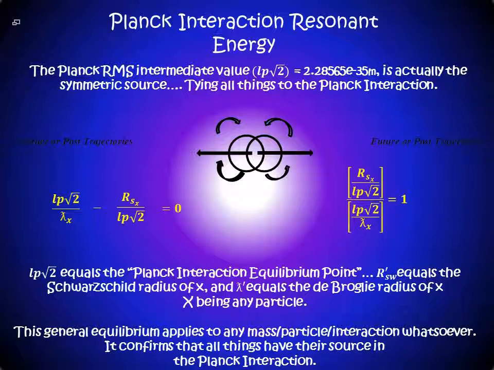Now, in order to have an equilibrium universe, we're going to need a symmetric source for everything, and the Planck interaction provides that. The Planck interaction sits mathematically at the center point of the major forces. I have here in yellow the Schwarzschild radius for any and all particles, and here we have the de Broglie radius for any and all particles. You can see that they're perfectly balanced at all times.